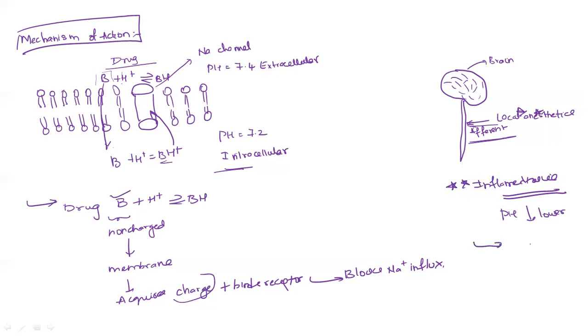So if a tissue is inflamed or infected, the non-ionized form decreases and is not available. So this form over here will not be available. If the non-ionized form is in less quantity, how do you think it will pass through the membrane? The drug has to be in the non-ionized form in order to pass through the membrane, get charged, and then block, right? All right. Now, that was about the mechanism of action. We understood that the non-charged part enters the membrane, acquires charge, binds to the receptors and blocks the sodium influx. The main part that you need to understand about the mechanism of action of local anesthetics is that it blocks the sodium channel.